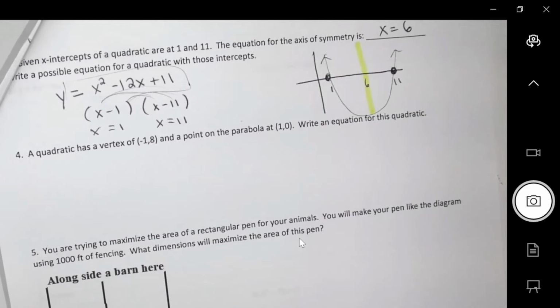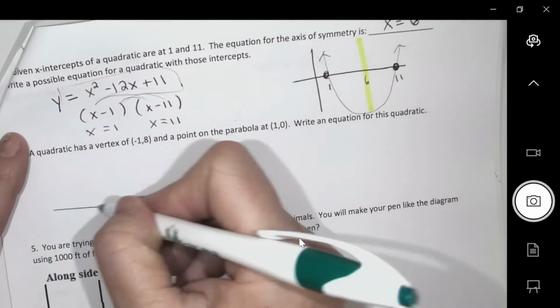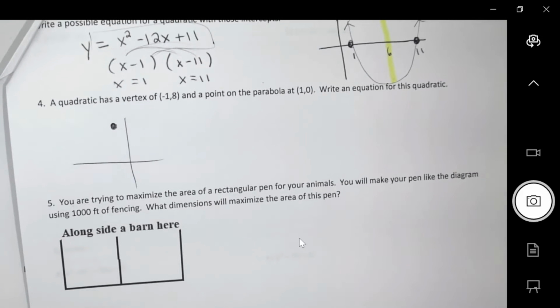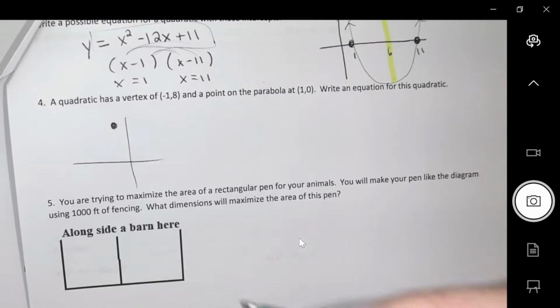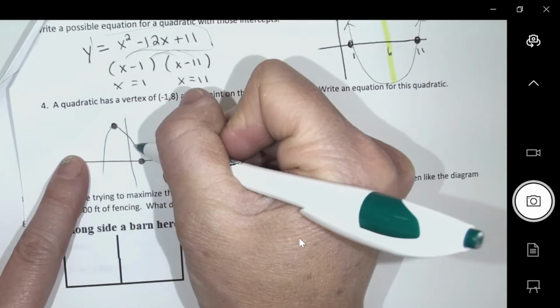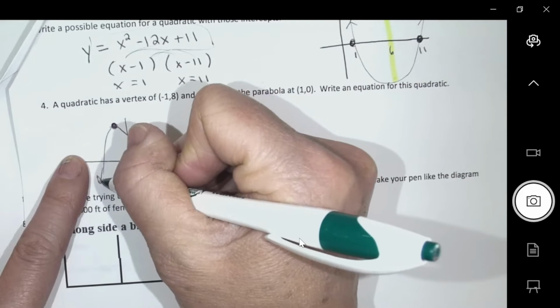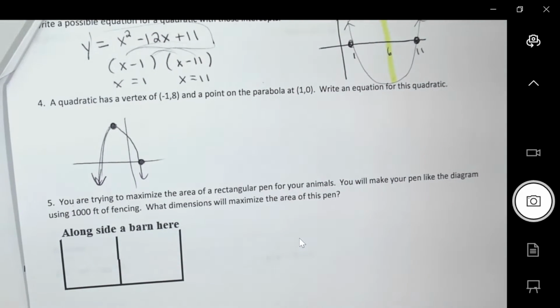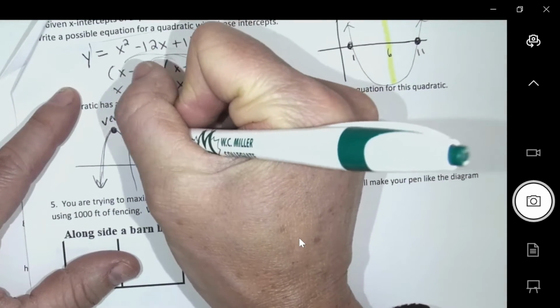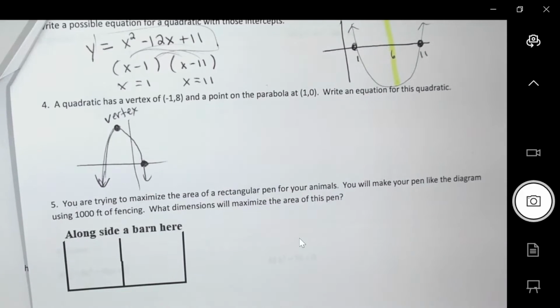All right, next we have a vertex at -1, 8, so somewhere along that line. And then there is just a point at 1, 0. So I know I'm opening down. I know that because this is the vertex, and if I want to go to that point, I have to open down to get there.